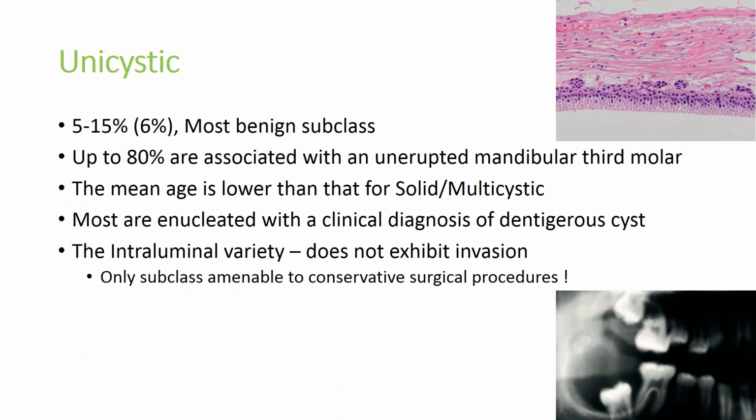Unicystic is a distinct clinical pathologic entity, and it's good that the new classification has taken out all that multilocular, unilocular, very confusing terminology, even for people who know these terms. This is the most benign subclass, and it is usually associated with an unerupted tooth, like the picture at the bottom. In younger people, most can be enucleated, and that's what happens. People think this is a small dentigerous cyst, enucleate it, send it to the pathologist, and they say, oh no, this is an ameloblastoma.